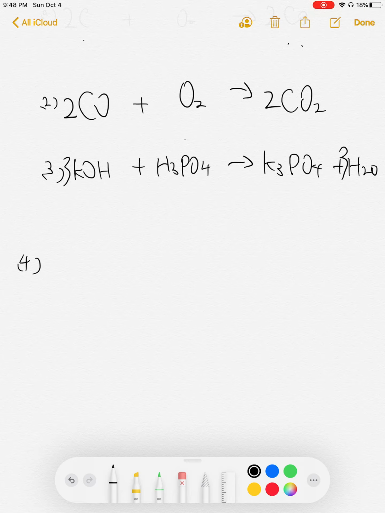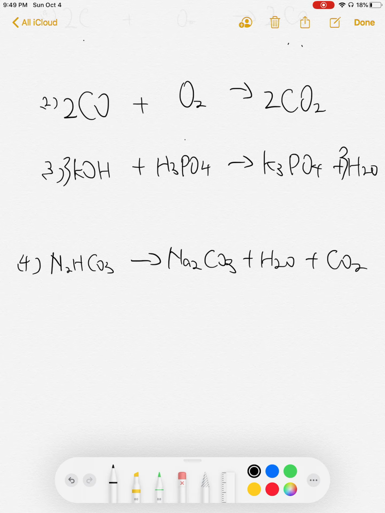So what about this one? If you have NaHCO3 and you're gonna make it into Na2CO3 plus H2O plus CO2. Now you have one molecule on the left side, but you have 3 molecules on the right hand side. It's called decomposition. So how should we approach this? Well, NaHCO3.